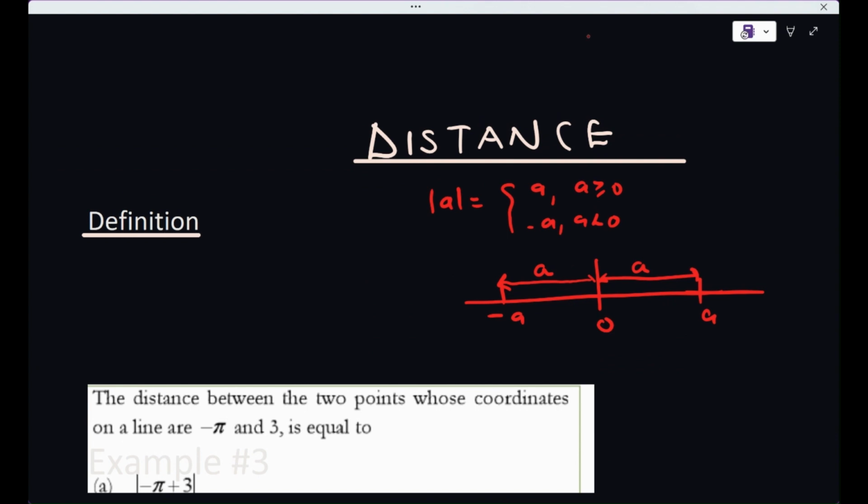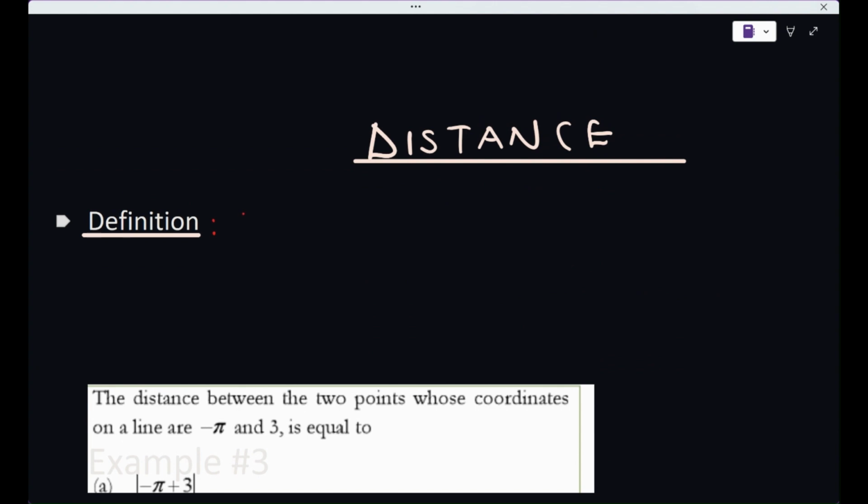So we can view absolute value as just the distance between A and the point 0. So absolute value of A simply means the distance between A and 0. So it could be this one, it could be this, it's still the same. So now let's make it more general. Let's make it more general now.